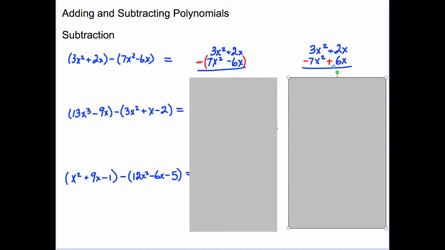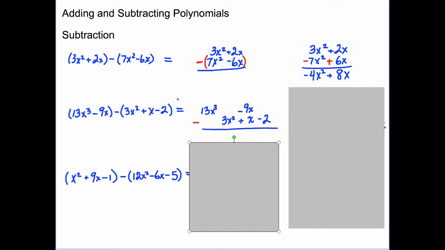So what I'd suggest is change the signs, rewrite it as 3x squared plus 2x, and then minus 7x squared plus 6x. And then complete the addition. So this is 3x squared minus 7x, that's minus 4x squared. And that's 2x plus 6x is plus 8x.